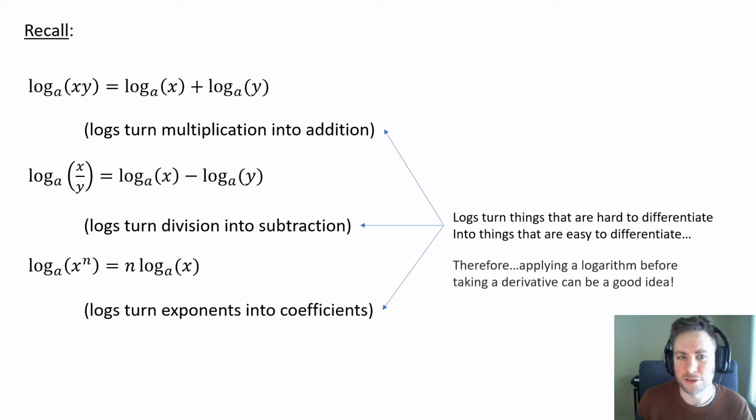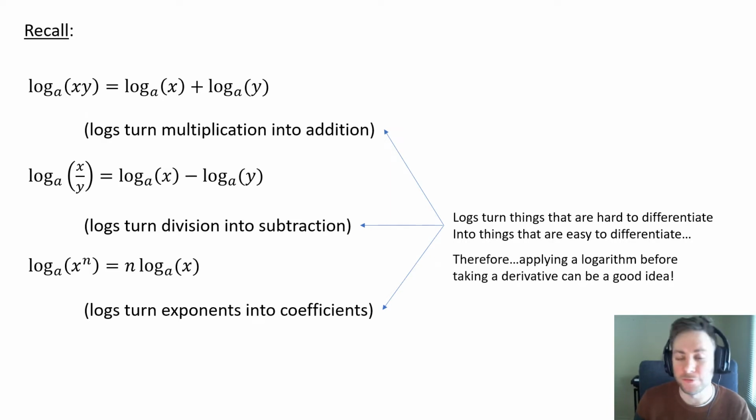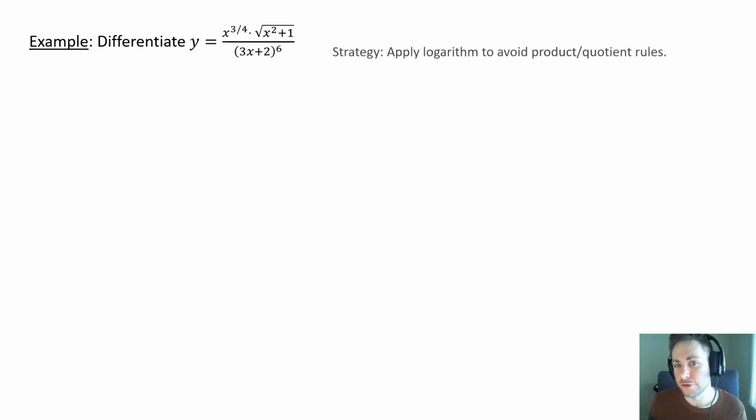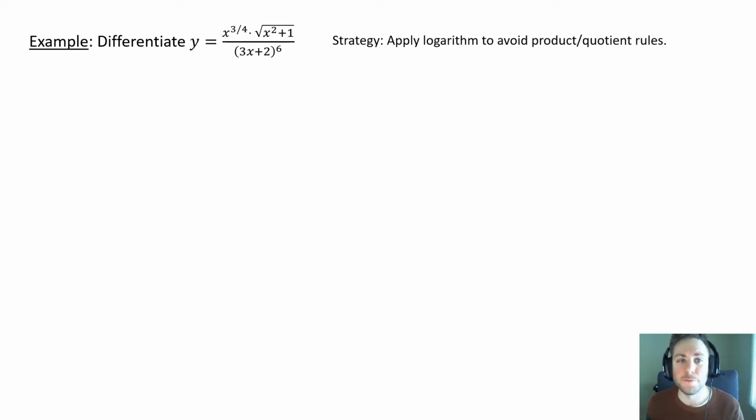In particular, it turns out that applying a logarithm before taking a derivative can be a good idea, since it might help us avoid annoying steps such as product and quotient rules. Consider this function, for example. If you wanted to differentiate this, you'd need to use the quotient rule, product rule, and chain rule several times, which would get pretty tedious. So I'm proposing that we try avoiding those rules entirely by applying a logarithm before we start taking the derivative.